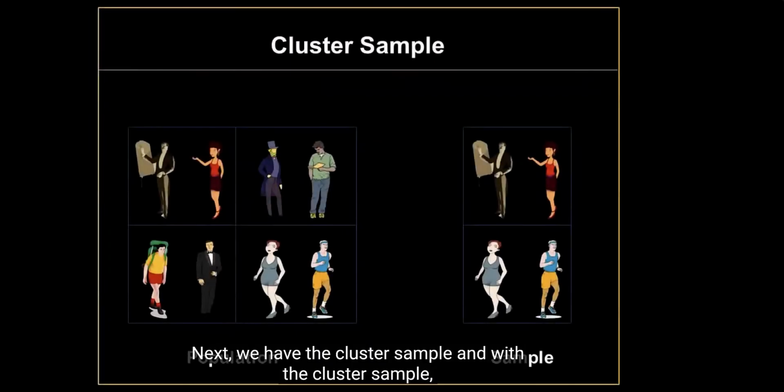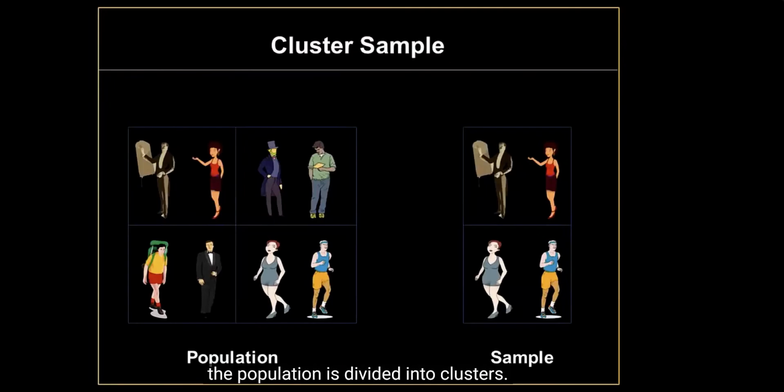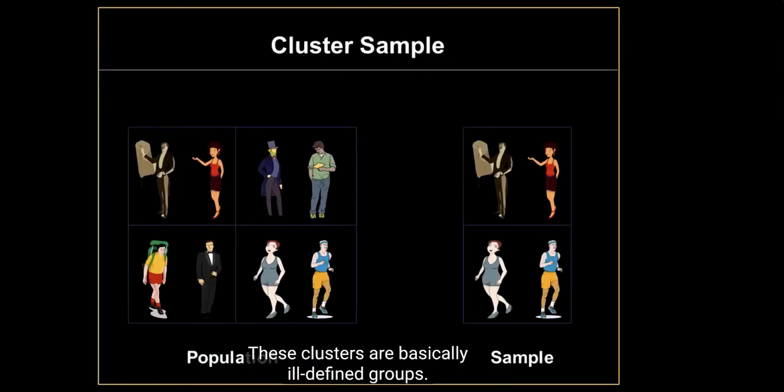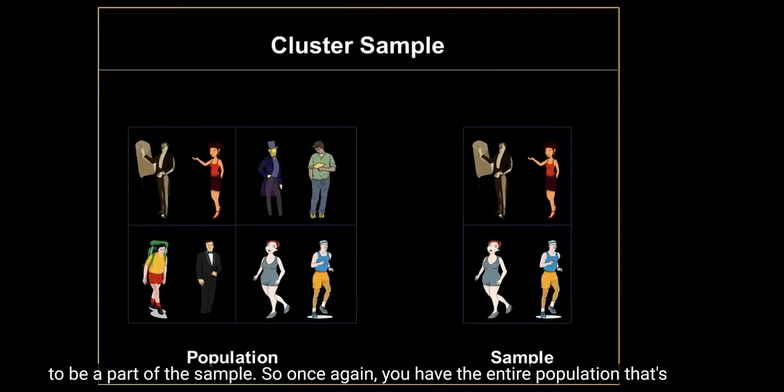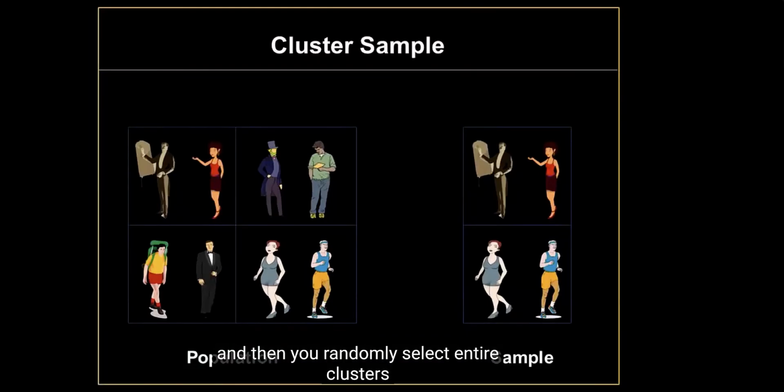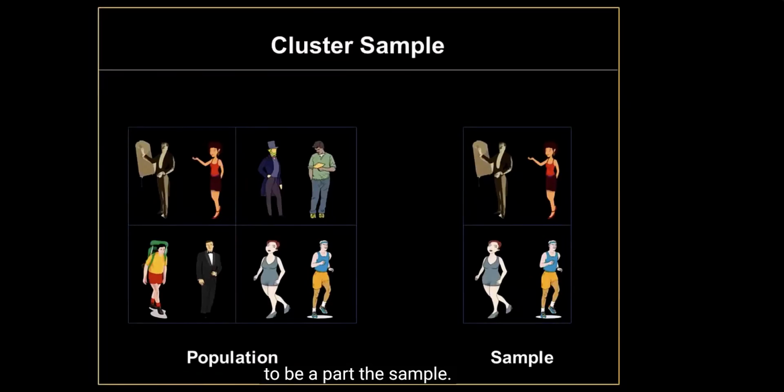Next, we have the cluster sample. With the cluster sample, the population is divided into clusters, and these clusters are basically ill-defined groups. You can think of clusters as counties in a state. Counties are individual groups within the state, and within each group, all the individuals are different. And when using a cluster sample, subjects are randomly selected based on clusters, and so you would gather entire clusters to be a part of the sample. So once again, you have your entire population divided into these clusters, and then you randomly select entire clusters to be a part of the sample.